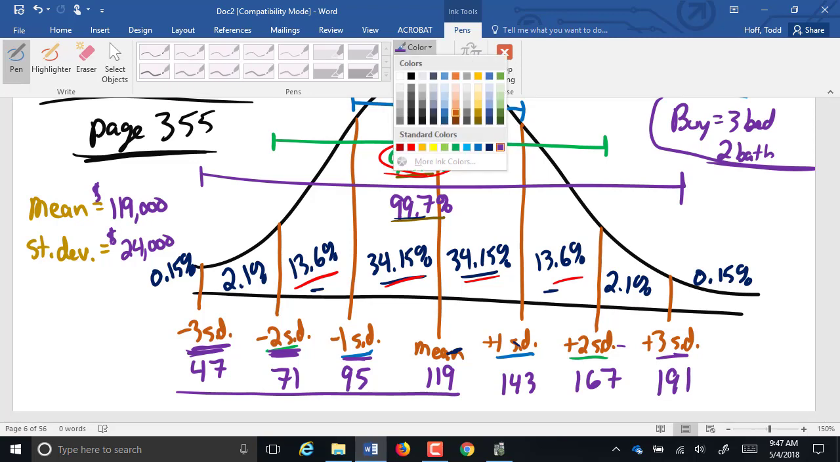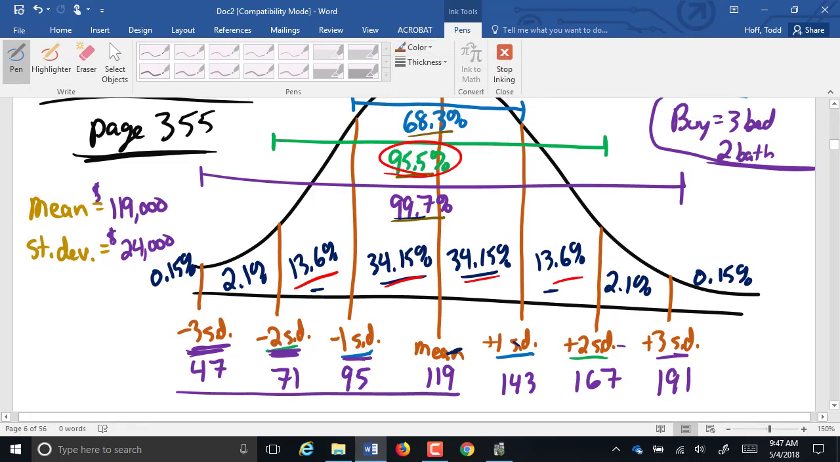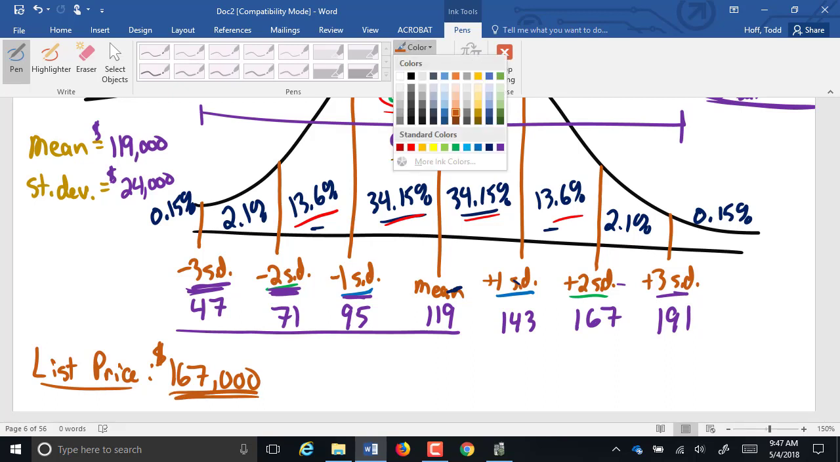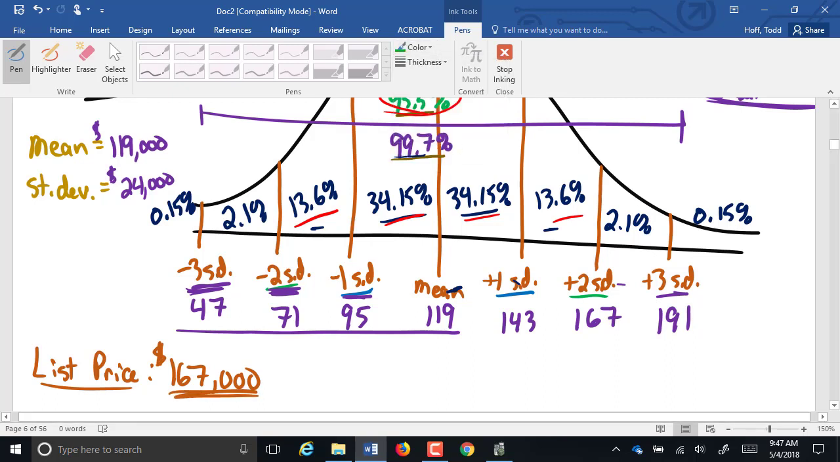Now let's say you find a house that you just absolutely love, but the listed price is $167,000. But it is 3 bedroom, 2 bath. Your agent is telling you you better put in an offer now. This house isn't going to stick around very long. Well, how do you analyze that? Well, we look at this here, 167,000 is right here. That means right there.